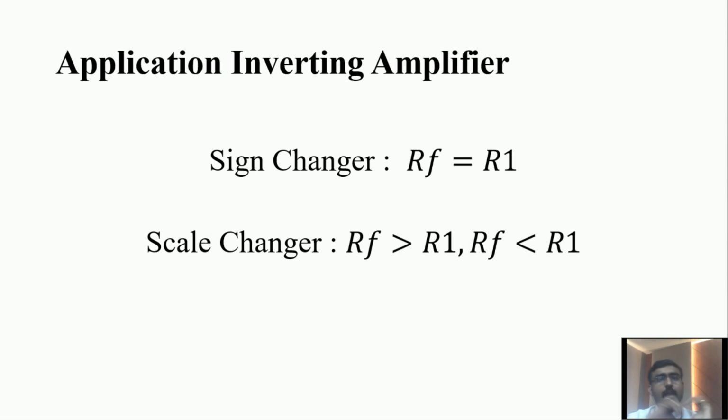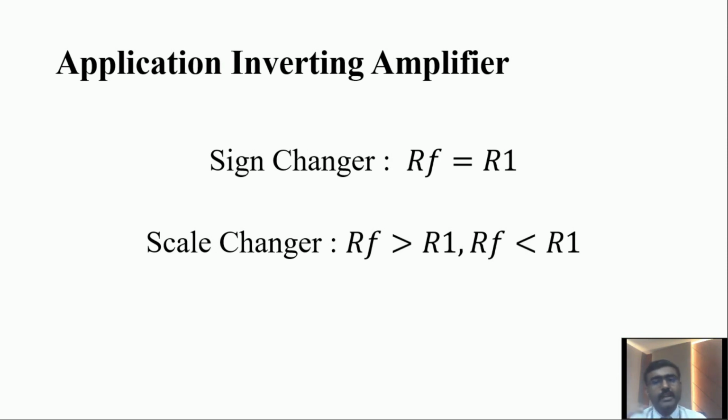Okay, next, what is the application of the inverting amplifier? The first application of the inverting amplifier is sign changer. If RF is equal to R1, what does that mean? Here the gain becomes unity. That's why it only changes the sign. The positive input signal is converted into the negative sign.